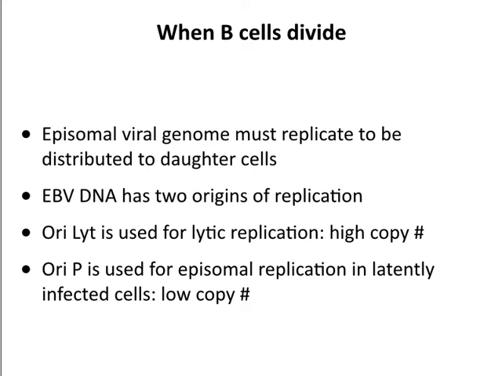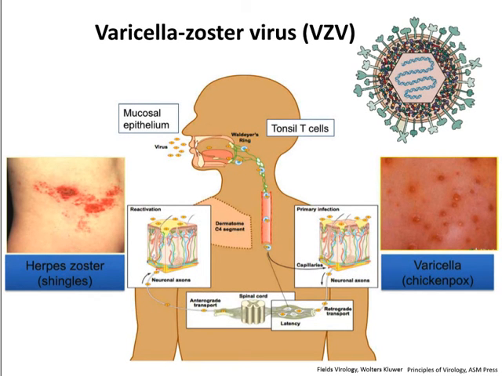When B cells divide, the episomal viral DNA has to replicate. Remember, the genome has two origins. It has the oriLyt, which is used for lytic replication when the B cells or the epithelial cells are being infected at high copy number. And then when the virus is in latently infected memory B cells, it switches to the low copy number origin, where that origin fires once per cell division. So now you understand why I told you about those two origins a long time ago, because they control how the virus replicates in productively infected versus latently infected cells.